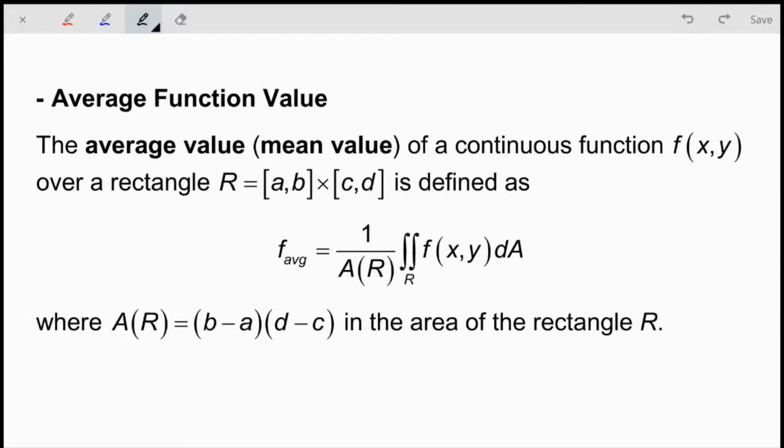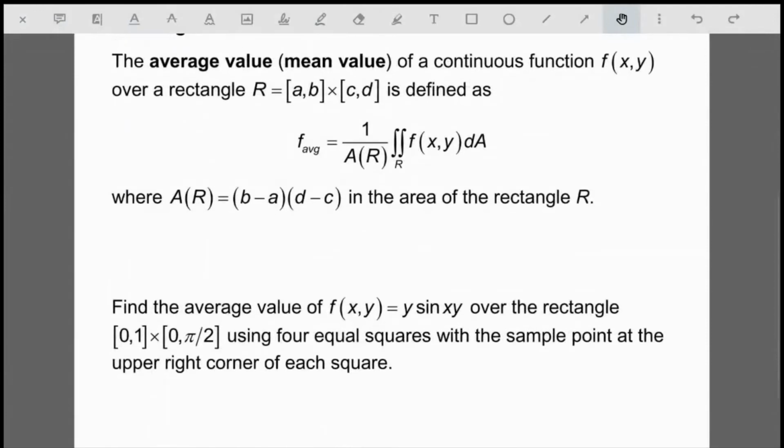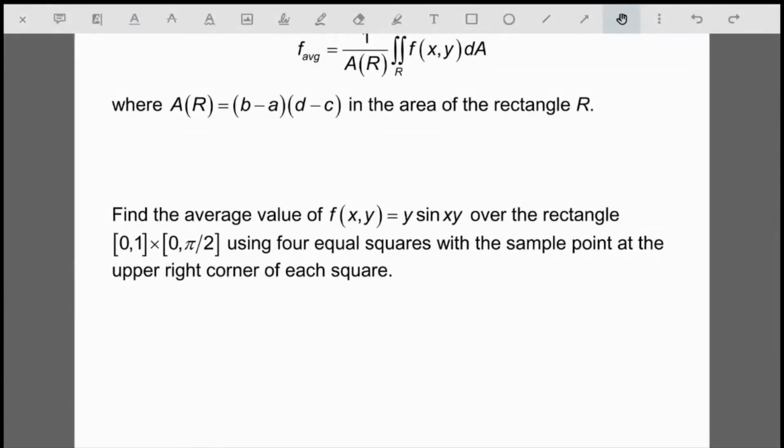Now, we haven't really talked about actually solving a double integral yet, but we can still find an average function value using our approximation methods as well, which is what we're going to do in this section. So here's an example. It says, find the average value of f(x,y) = y sin(xy) over the rectangle [0,1] by [0, pi/2] using 4 equal squares with sample point at the upper right corner of each square. So we're doing upper right corner again.